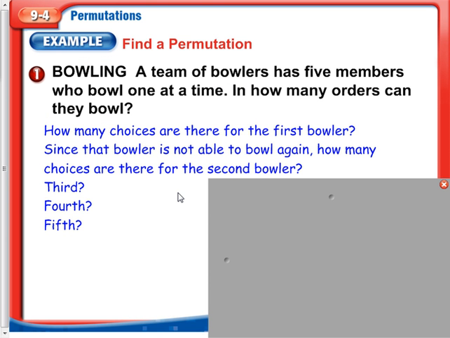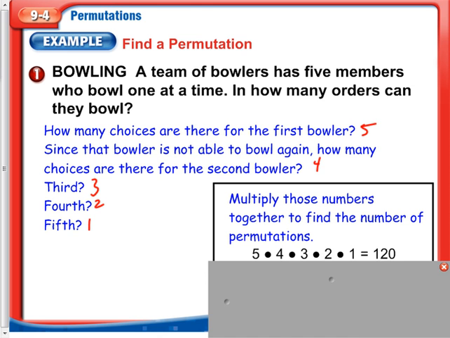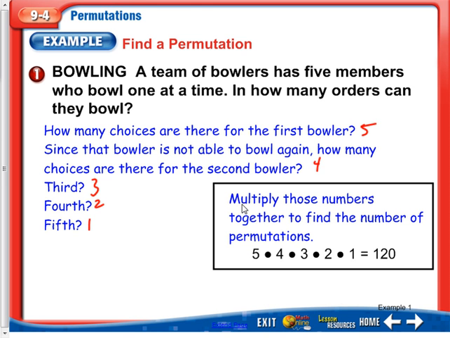For example, a bowling team has 5 members who bowl one at a time. In how many orders can they bowl? Here are some questions to work us through this. How many choices are there for the first bowler? Well, we have 5 different choices. And since that bowler is not able to bowl again, how many choices are there for the second bowler? I have 4, and the third I have 3, and then I have 2, and then I have 1 choice. So let's multiply those numbers together to find the number of permutations.